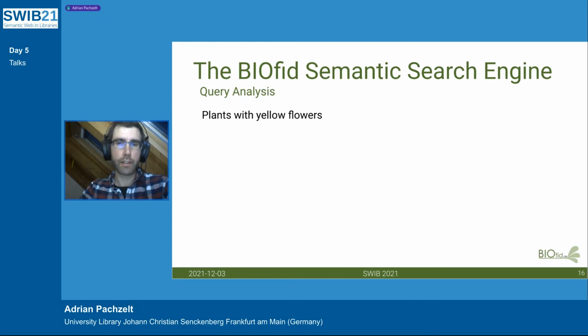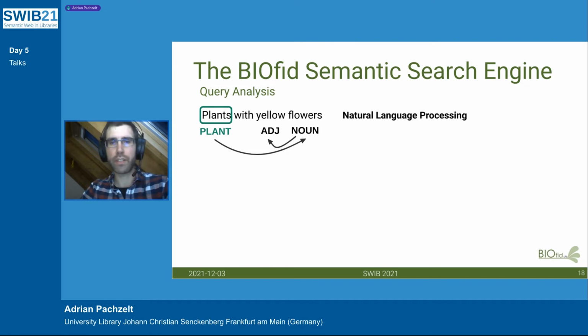So then the user query is run through natural language processing. The language processing will recognize plants as a plant, surprise, and also will recognize that yellow is an adjective and flowers are nouns. Furthermore, it will realize how these words depend on each other: yellow is a dependency of flowers, and flowers is a dependency of plants. So these words are connected to each other.